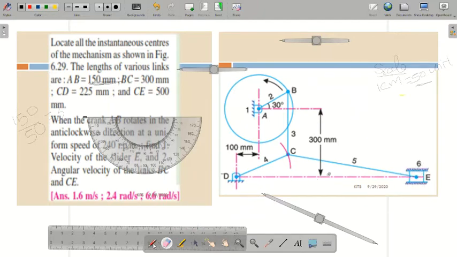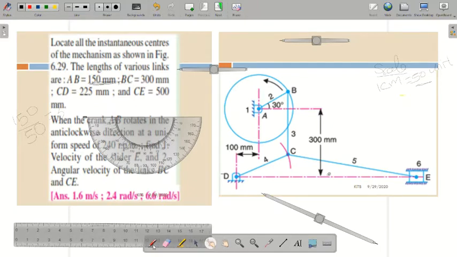Okay, draw the vertical line BC. After drawing the vertical line BC, the length is 300 mm. 300 mm means 300 divided by 50, 6. You have to draw a 6 centimeter vertical line.